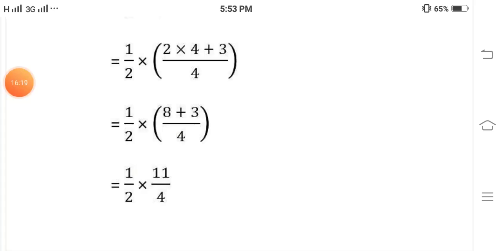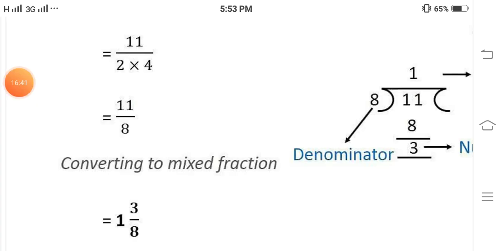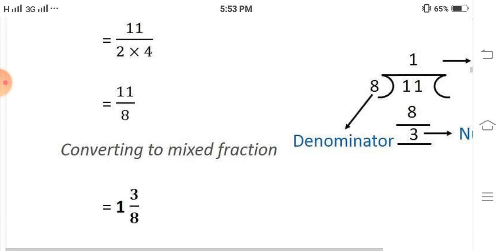Now students, here we have two fractions and we have to multiply the two fractions. As I told you, whenever we have to multiply the two fractions, numerator will be multiplied with the numerator and denominator will be multiplied with the denominator. So it becomes 1 multiplied by 11 upon 2 multiplied by 4, which is equals to 11 upon 8. Now we will convert it to the mixed fraction, which is equals to 1 3 upon 8.